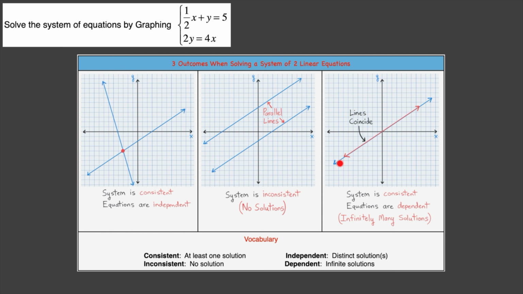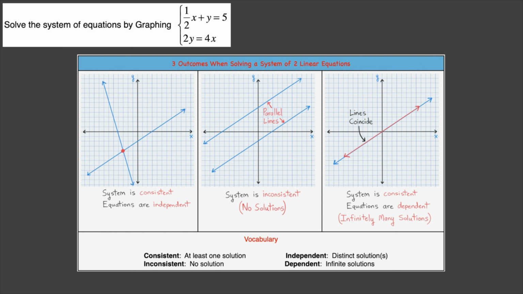Lastly, the third case, we have two lines here that coincide. They're literally exactly the same line. So the system is said to be consistent and the equations are dependent. And our answer would be infinitely many solutions because they intersect at literally every single point. So therefore, if the system is consistent, that tells us that there's at least one solution. And if the equations are dependent, that means there's infinite solutions.